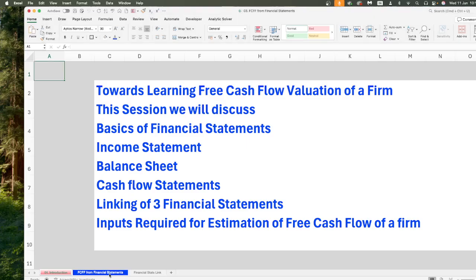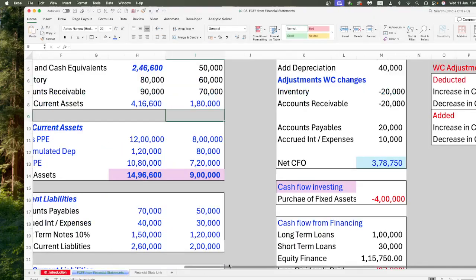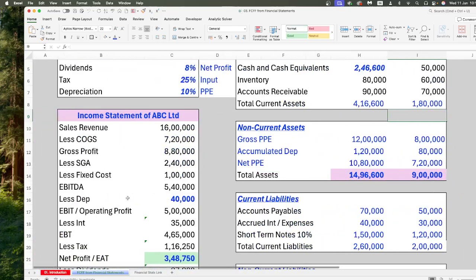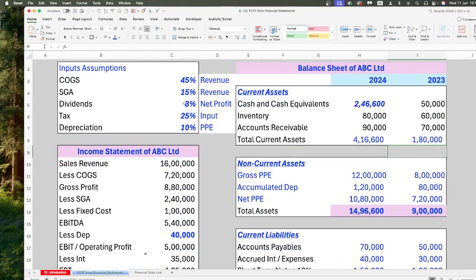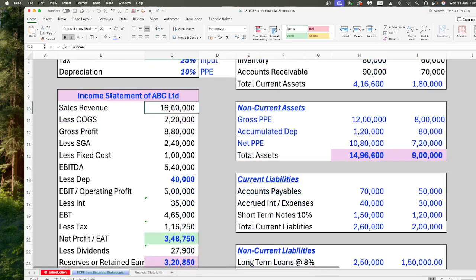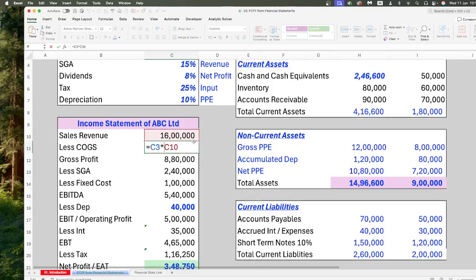So let's quickly go into the basics of an income statement and what are the inputs that we are going to assume. We're going to assume some 45% of the sales revenue as the cost of goods sold, sales and general expenditure as 15% of the revenue, 8% of net profit as dividends, corporate tax as 25%, depreciation as 10% of the PPE.